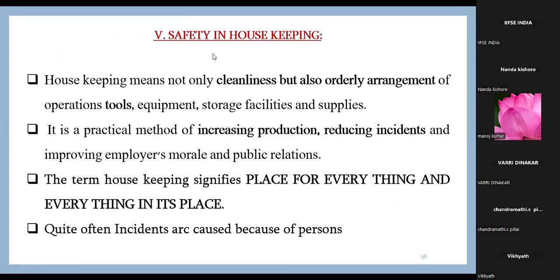Now coming to the other parts, safety in housekeeping. Here, why is an HSC person keen on housekeeping of a site or a production process? Can anyone tell why it is so important?